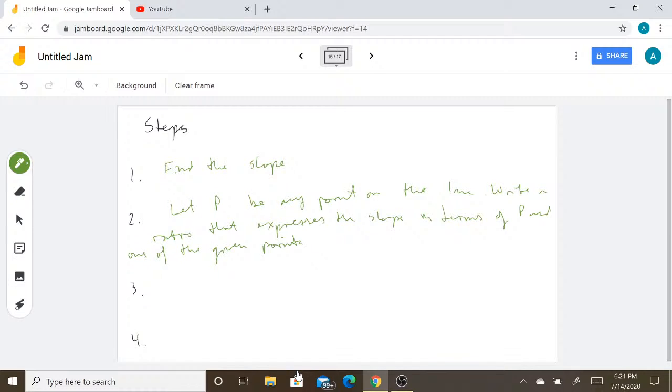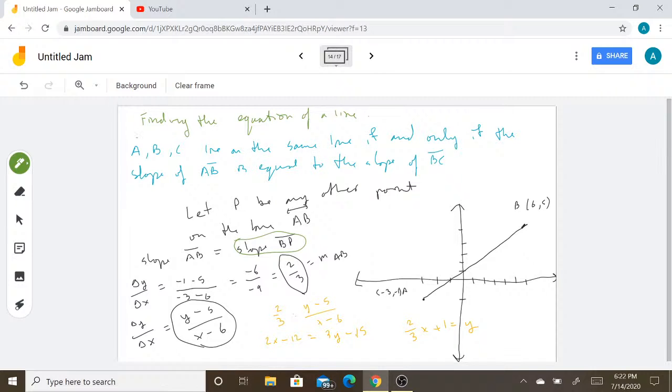After that, we set them equal to each other. So the slope that we found in step 1 and the slope that we found in step 2, we set them equal to each other. And why do we do that? Well, it's this statement over here. ABC lie on the same line if and only if the slope of AB is equal to the slope of BC. So we know that all the points that we have, A, B, and P, are on the same line, so their slopes must be equal.